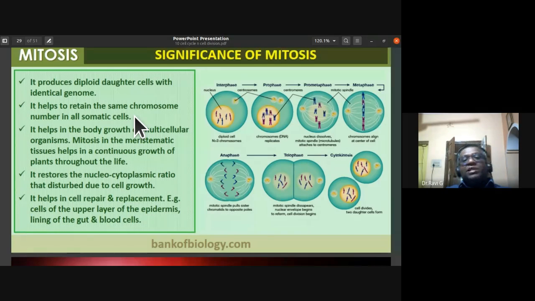So it helps in the body growth. See, whenever I talk about meristematic cell division, it is mitosis. So it helps in the body growth of multicellular organisms. Mitosis in the meristematic tissue helps in the continuous growth of plants throughout life.